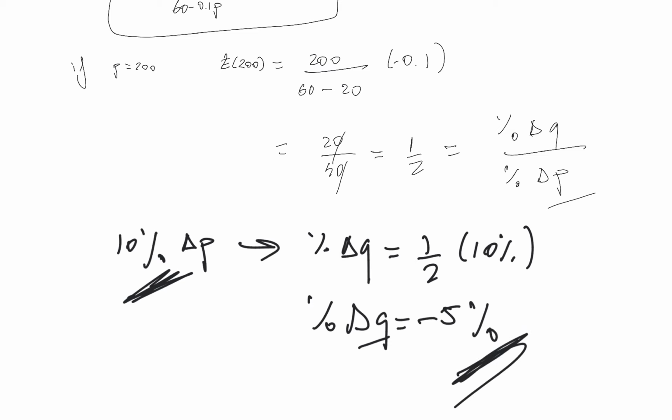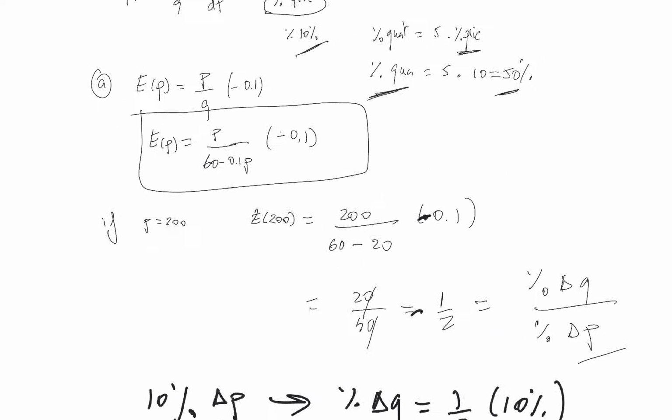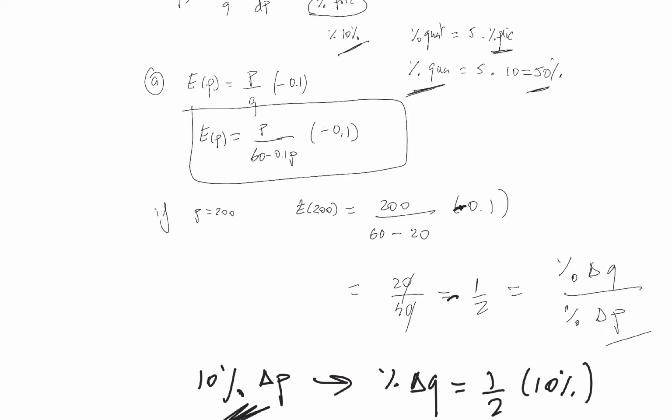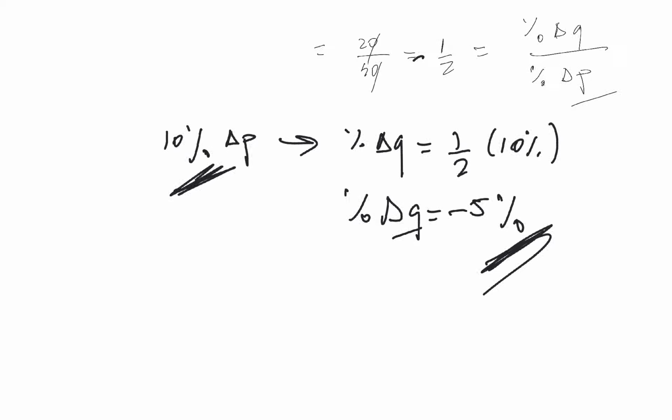It's decreasing because there is a minus sign here, and it's minus always. And part C says, at what price is the elasticity of the demand equal to 1? Well, we take this expression and we put it equal to 1. Let's do it.